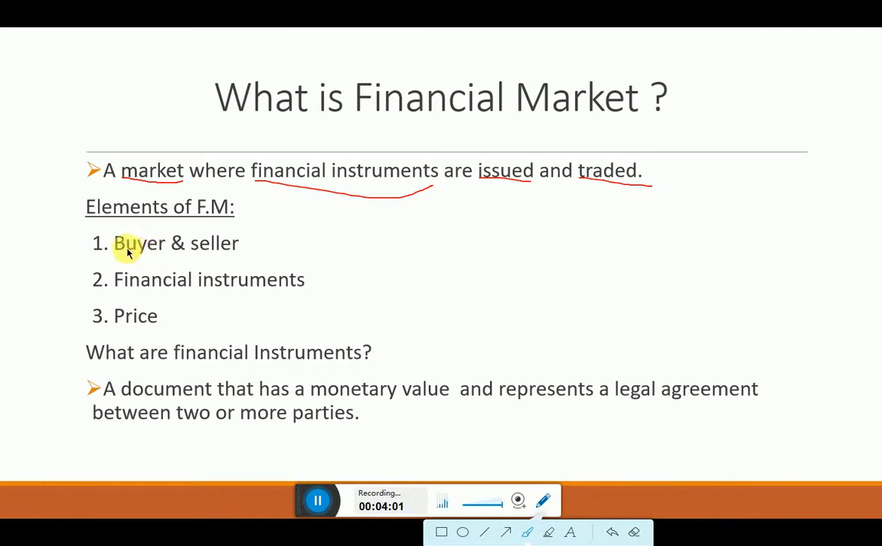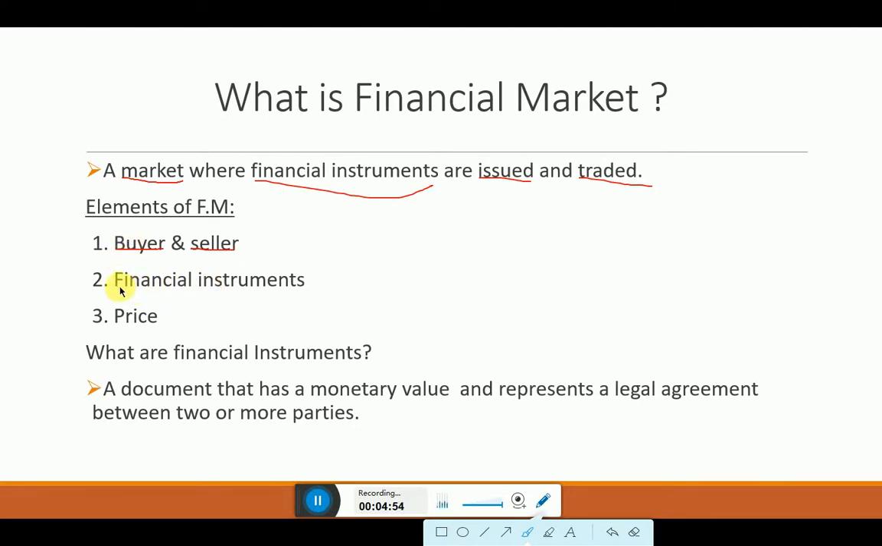The first element of the financial market is buyer and seller. So who could be the buyer and seller on the financial market? The buyer could be investors, and the sellers could be borrowers, means people who are in need of money, they sell the financial instruments, and people who have excess or extra money, they buy the financial instruments. So by buyer we mean the investors, and by seller we mean the borrowers, debtors or creditors, right? So buyer and seller are the first element of the financial market.